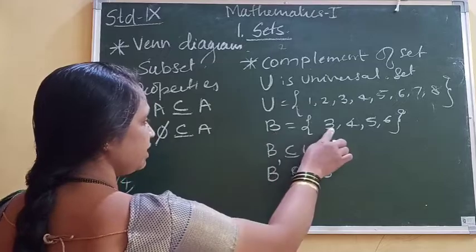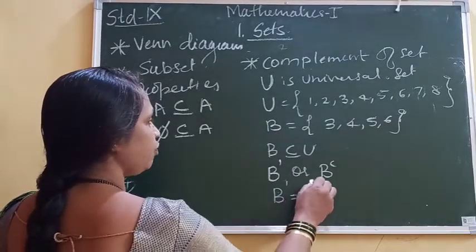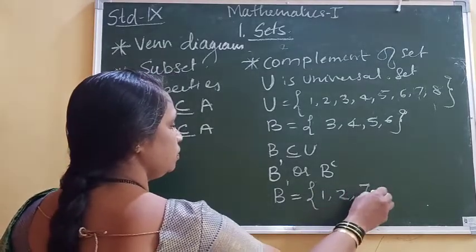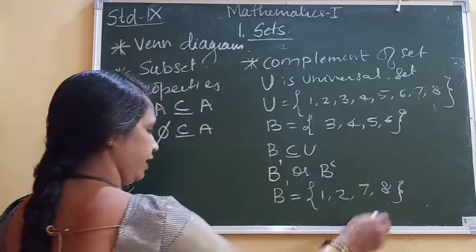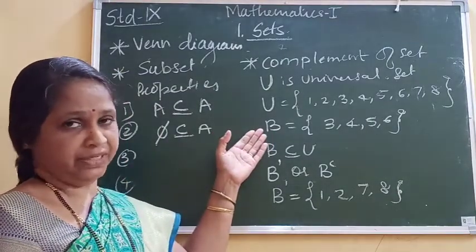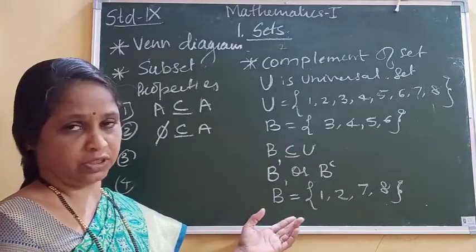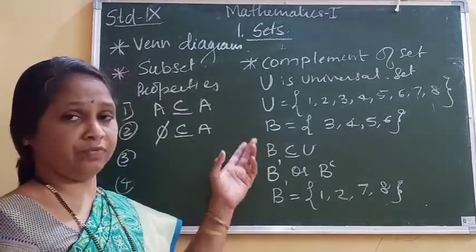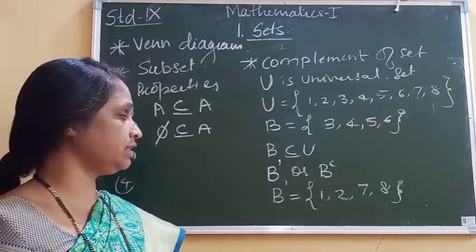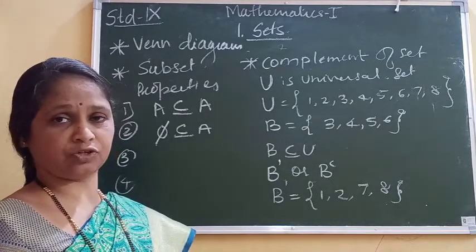Now see, B's elements are 3, 4, 5, 6. So what will the B dash elements be? 1, 2 and 8. The elements that are not present in B are the B's complement. Have you understood about B's complement?